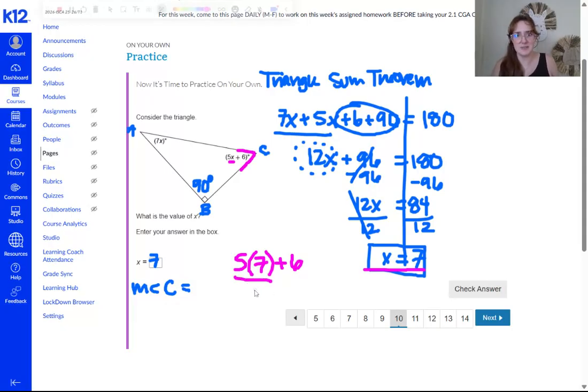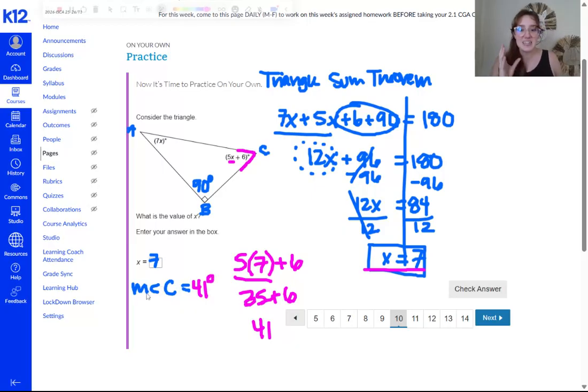So 5 times 7 should be 35. I'm doubting myself for some reason. It is 35 plus 6. I believe that's 44, but let's double check. 41. This is why we double check. 41. So the measure of angle C is going to be 41 degrees.